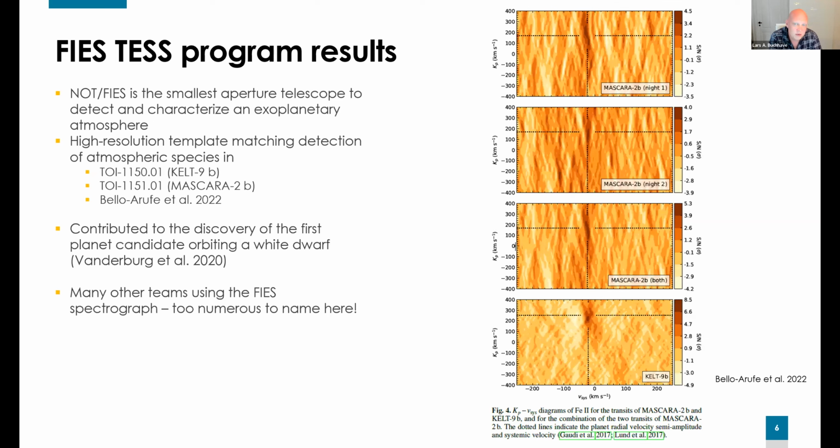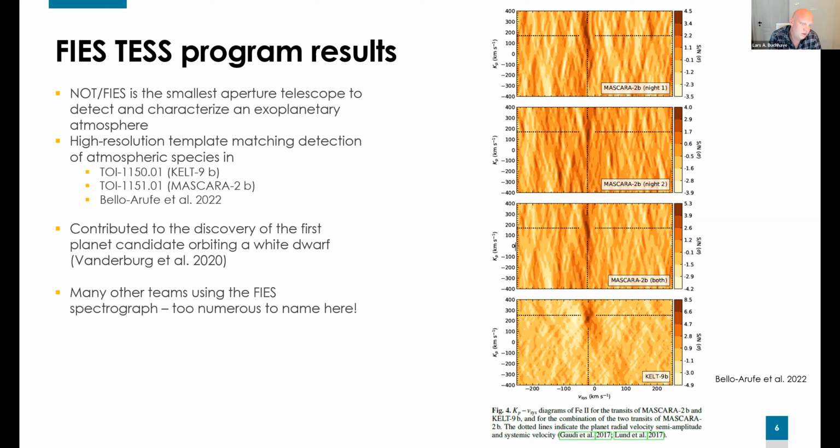Additionally, we managed to actually observe the atmosphere of 2 planets, KELT-9b and MASCARA-2b, or TOI 1150 and 1151, which was published by one of my PhD students. As far as we know, this is the smallest telescope aperture size to actually detect the atmosphere of an exoplanet. That was published by Borsa in 2022, or this year, in fact.